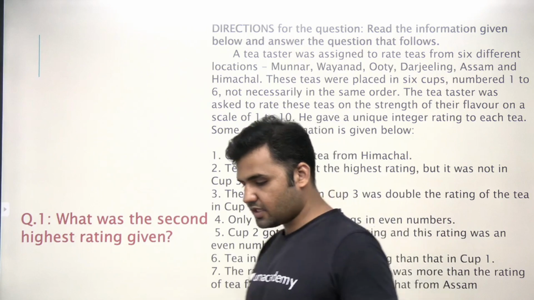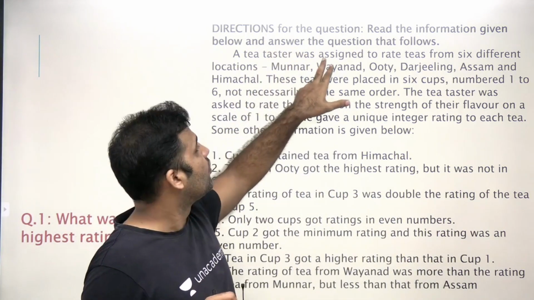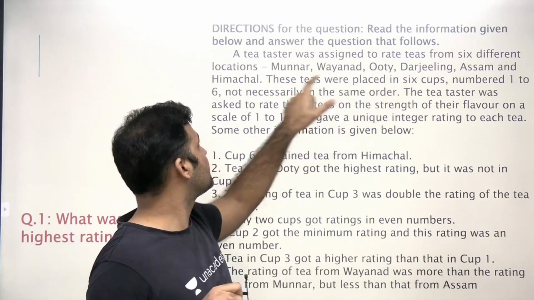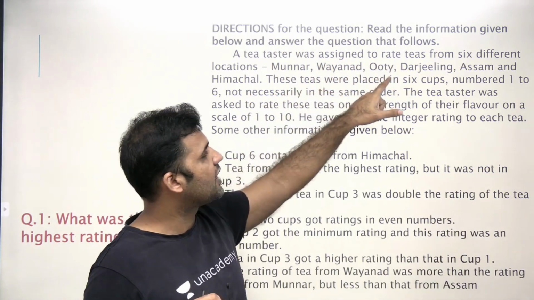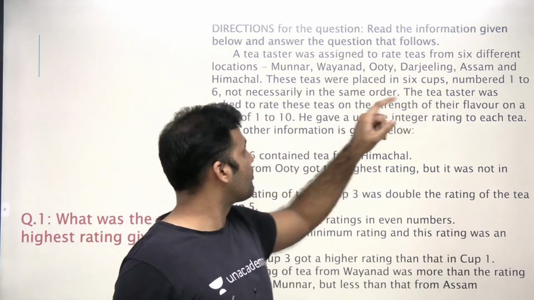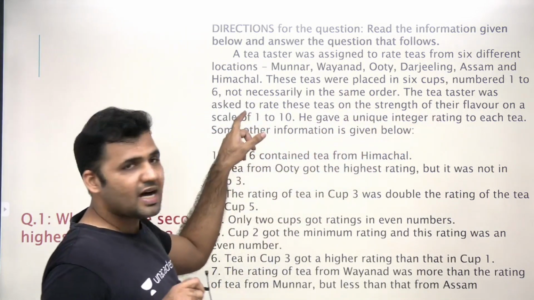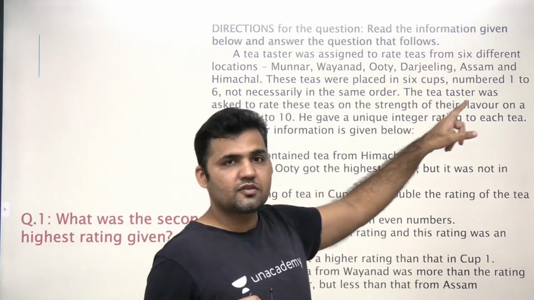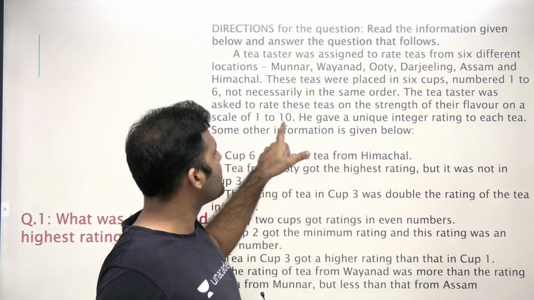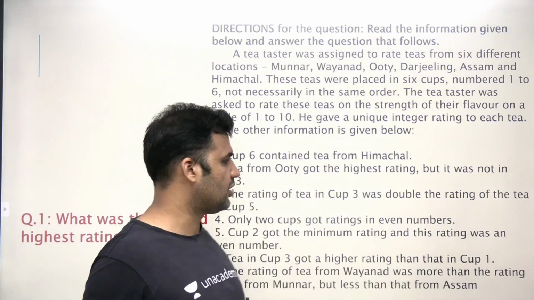Here are the directions. Let's quickly solve this set. It says a tea taster was assigned to rate teas from 6 different locations: Munnar, Wayanad, Ooty, Darjeeling, Assam and Himachal. These teas were placed in 6 cups, number 1 to 10, not necessarily in the same order. The tea taster was asked to rate the teas on the strength of their flavor. On a scale of 1 to 10, he gave a unique integer rating to each tea. Some other information is given below.